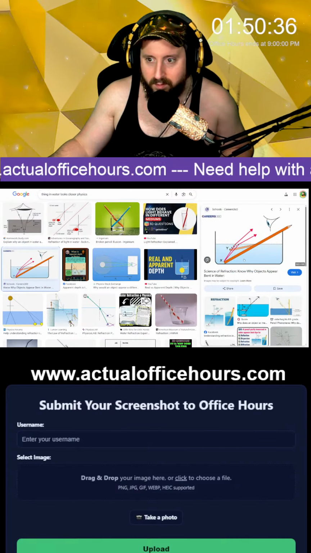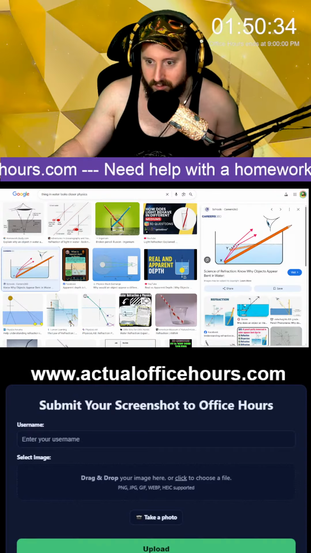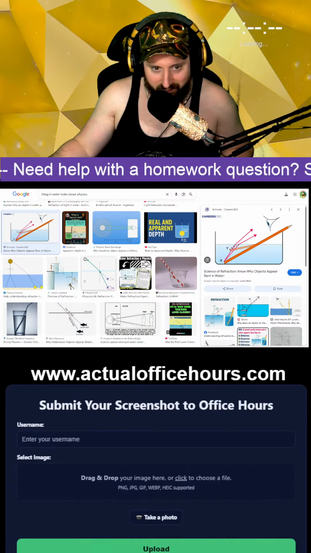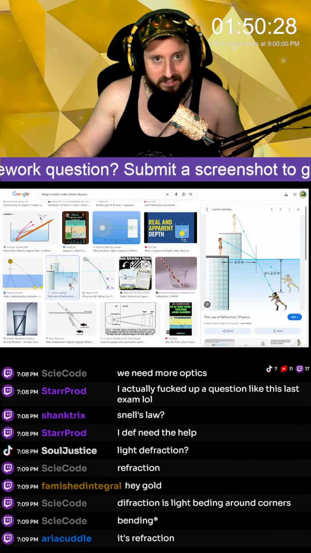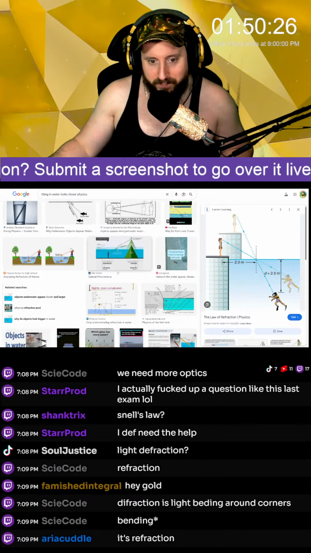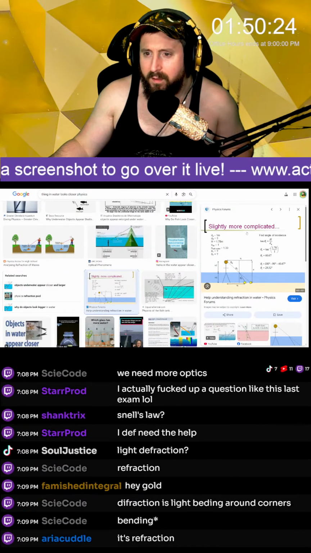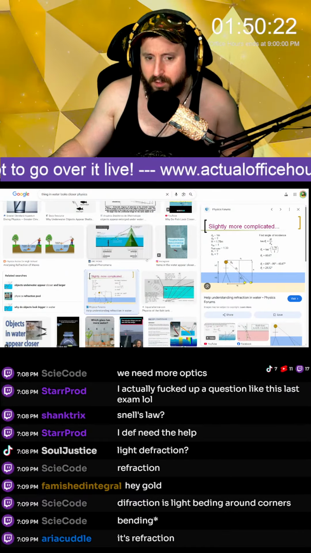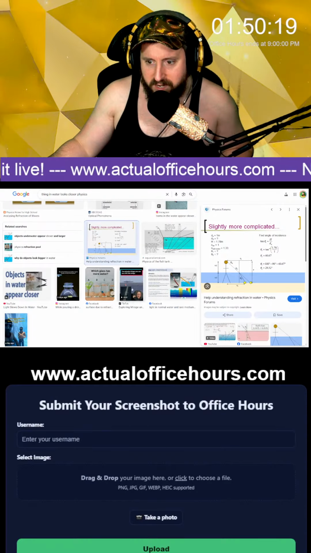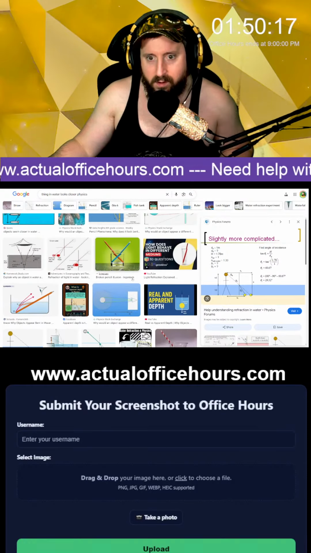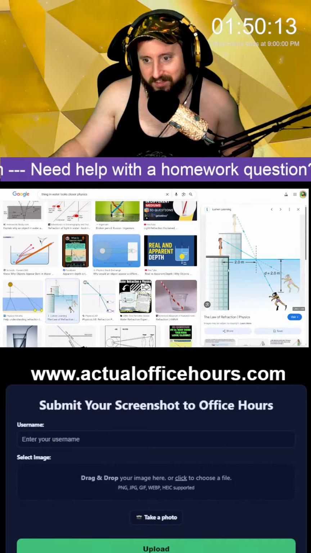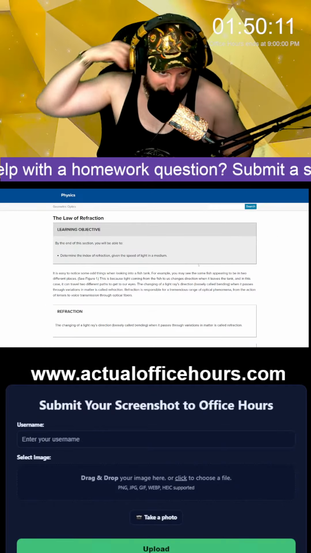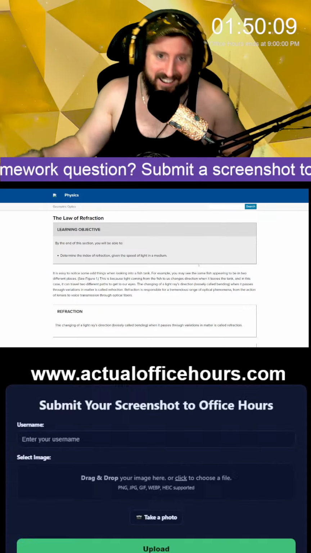These cute little diagrams. I hate them. Oh look, it's literally the same screenshot. It is refraction? Okay. Does it involve Snell's law? I see some tangents going on here. It's the same one. Yeah, this one. So we can probably just go find the answer.